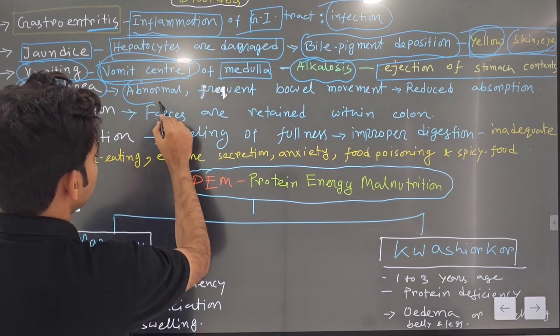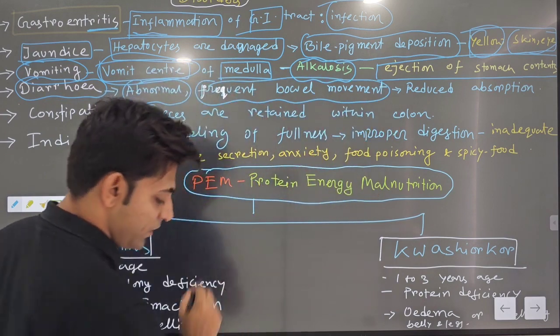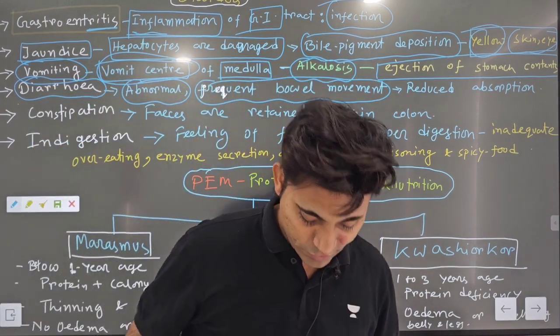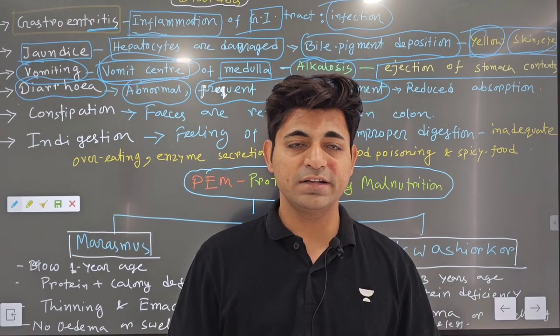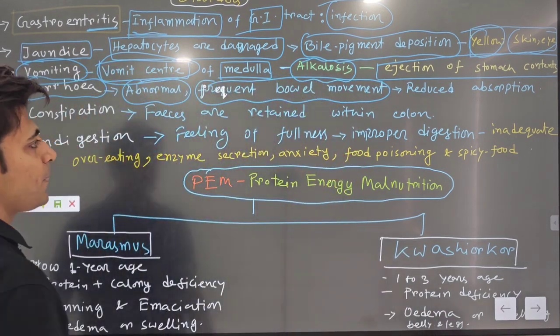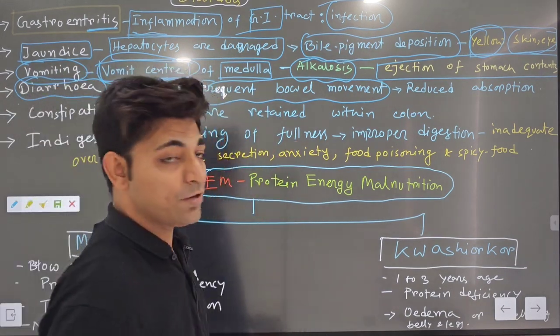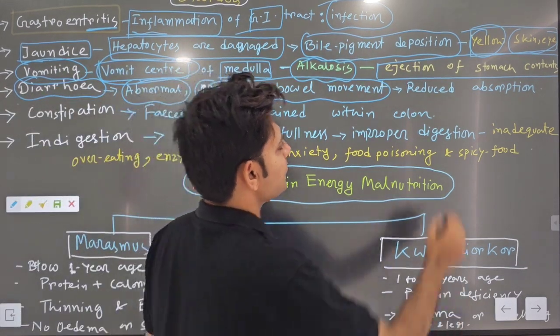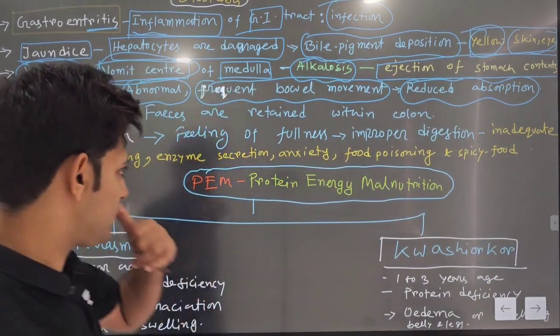Diarrhea is the abnormal or frequent bowel movement. What is bowel movement? Movement of undigested food or movement of fecal matter inside our colon or intestine is called bowel movement. So why will diarrhea happen? Why will frequent bowel movement, why will loose motion happen? Due to the reduced absorption of the large intestine.